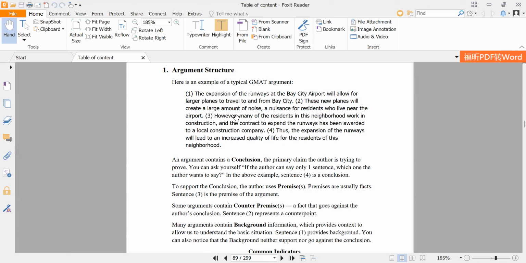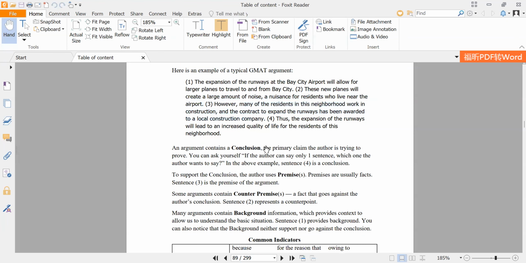And so we can see that because of the people working in construction and the contract being awarded to a local company, this leads to this result. So sentence number 3 is the premise for the conclusion here. And the first 2 sentences are background information, right?